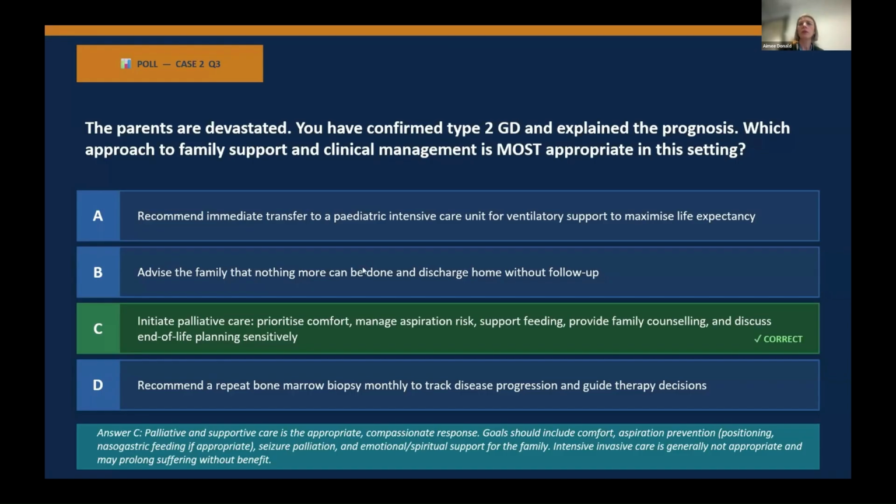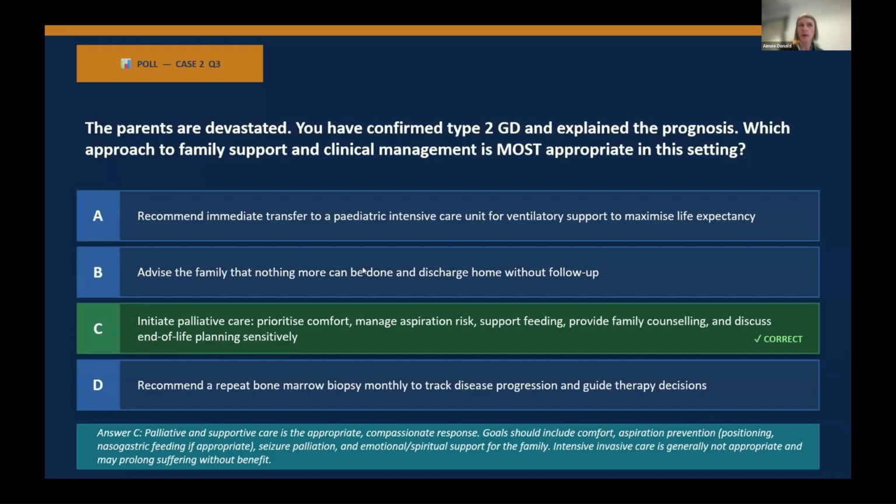Discharging a patient home without any follow-up seems somewhat unkind, and this is devastating for families. Typically, if you have a baby with GD2 who presents around 5 months of age, many of those infants will not survive a further 2 or 3 months of life.